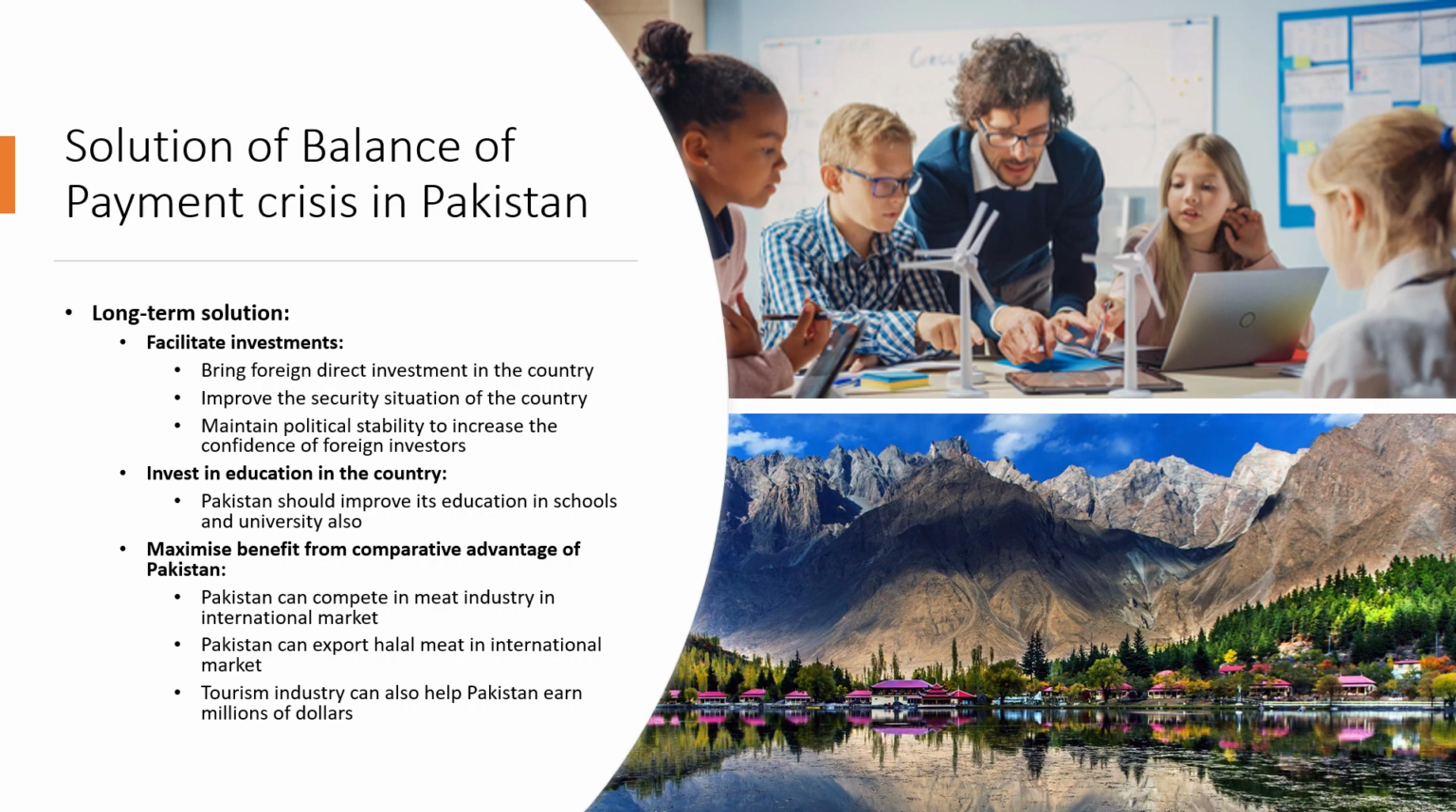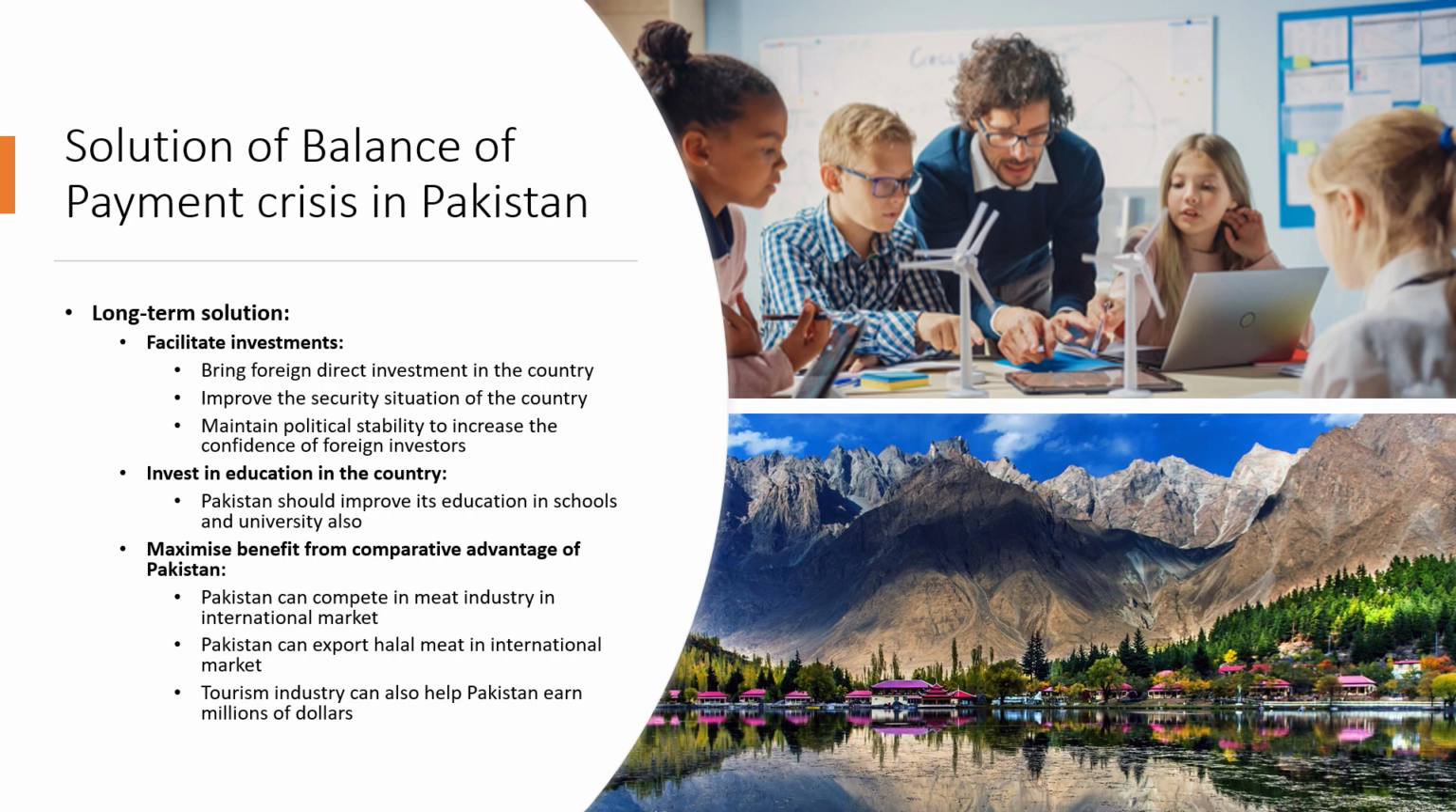Then Pakistan should maximize benefit from comparative advantage. We should realize and recognize our comparative advantage. One of our comparative advantages is the halal meat industry. We can export halal meat in the international market, and we should exploit this industry. We should tap this industry, and we should realize that the potential of this industry is very high in Pakistan.